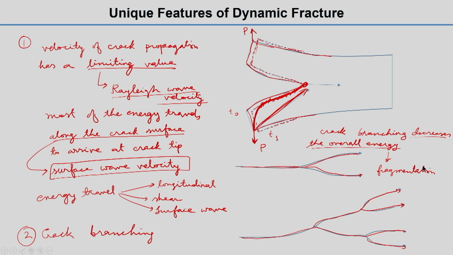That's a peculiarity or unique feature of dynamic fracture, that it will undergo fragmentation due to crack bifurcation or crack branching. And then the third unique feature of dynamic fracture is the fracture toughness. It usually depends on the rate of crack propagation.